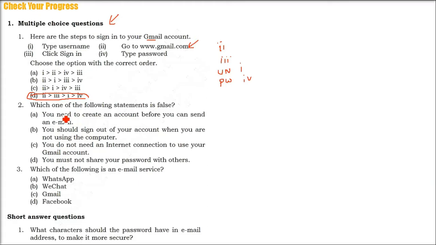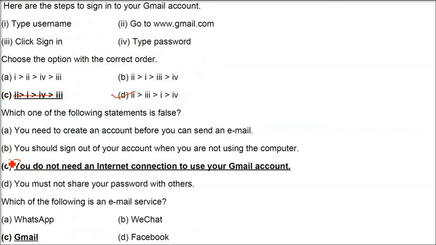Which one of the following statements is false? You need to create an account before you can send an email. Yes. You should sign out of your account when you are not using the computer. Now, in order to secure it, you don't want anybody else to use your computer for any fraudulent activity. For that, you need to sign out. It's always advisable. You do not need an internet connection to use your Gmail account. Well, partly it is true, but right now it's false. You must not share your password with others. Why would you like to share the passwords? It can be used in a bad way. So C is the correct one.